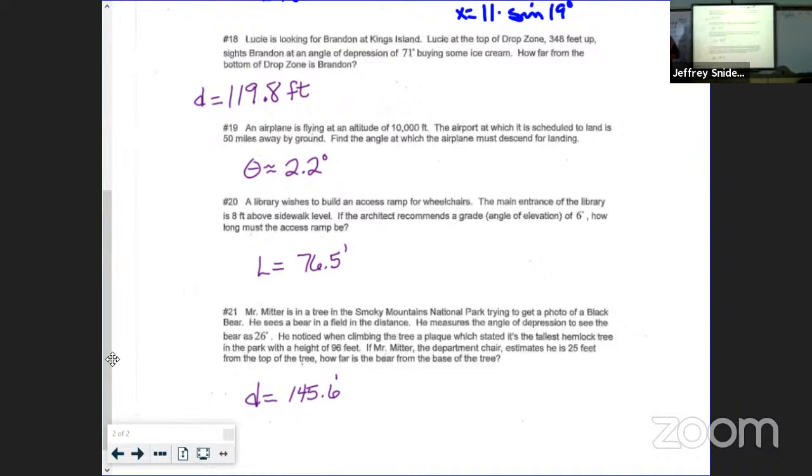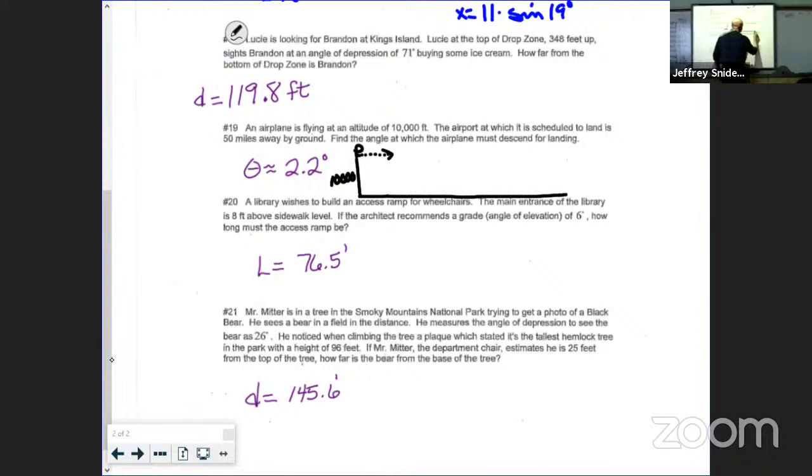So number 19, we have an airplane flying at an altitude of 10,000 feet. The airport at which it is scheduled to land is 50 miles away by ground. Find the angle at which the airplane must descend for landing. So you have this, I'm just going to put P here for plane. You've got this airplane that was flying straight along like this, okay, at an altitude of 10,000 feet. So I'm going to go ahead and do this. Boom. This is 10,000. This then is the ground.